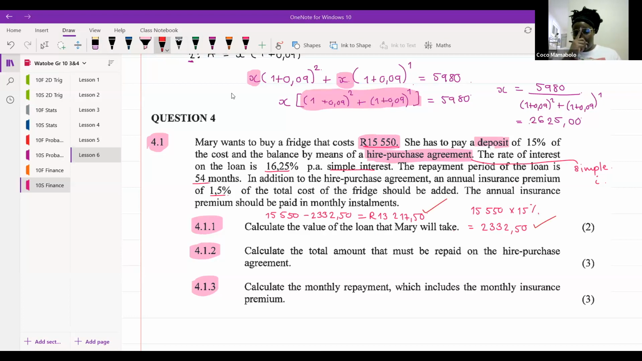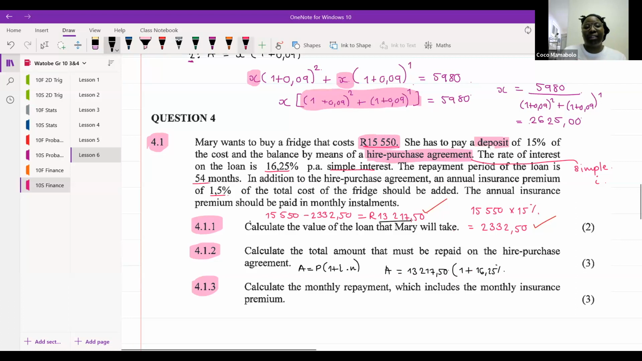All right. Now it says, calculate the total amount that must be repaid on the hire purchase agreement. For that, we're going to use the simple interest formula. For those of you who don't remember, A is equal to P, open brackets 1 plus I times N. Our P value is now this new amount, 13,217, times, and then we'd open brackets 1 plus. Now, our interest rate is 16.25%, right?